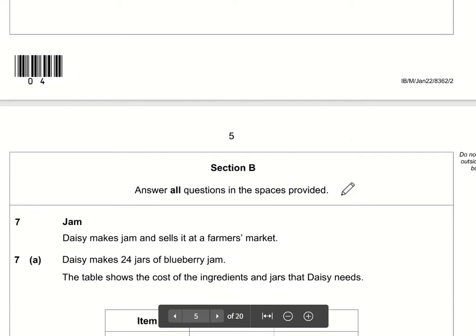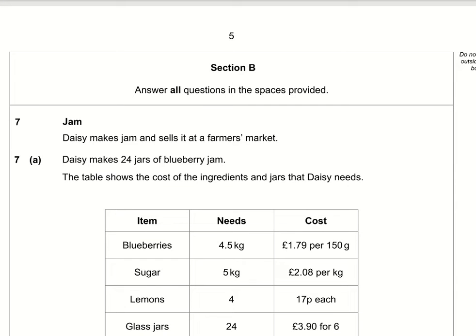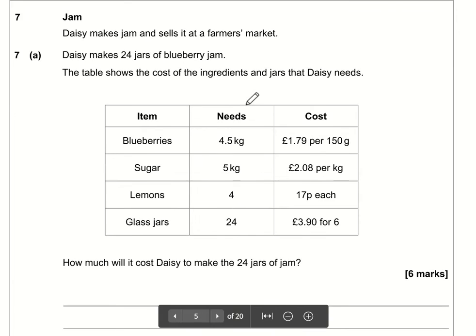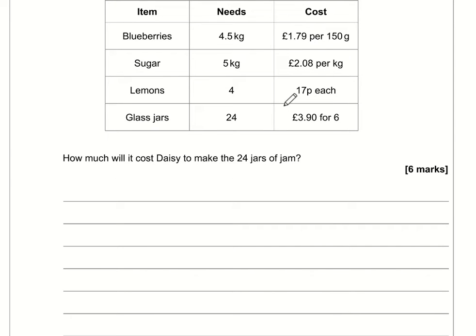Okay, let's move on to section B. So question 7, Daisy's making 24 jars of jam. How much is it going to cost? Now, some of these calculations are relatively straightforward and others are harder.